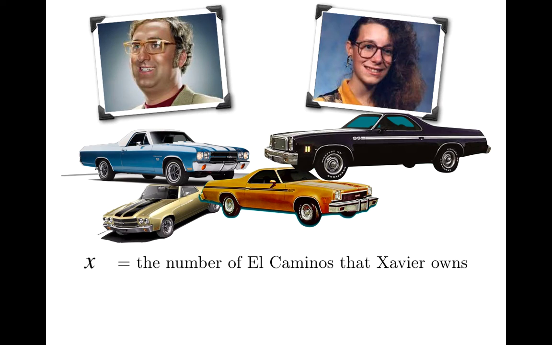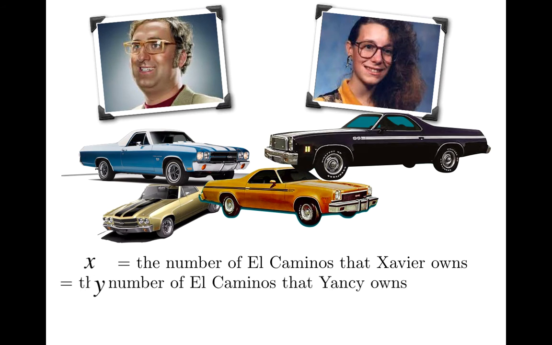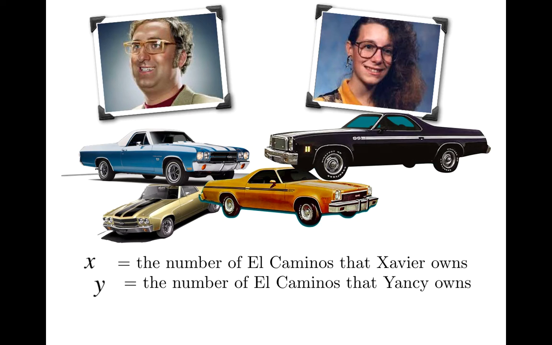And here's the deal with Xavier and Yancey and their El Caminos. If x is the number of El Caminos that Xavier owns, and y is the number of El Caminos that Yancey owns, together they own a total of 4 El Caminos. But I'll tell you this: Yancey owns 3 times as many El Caminos as Xavier does. Alright, so now, if I told you that together they own 4 and Yancey owns 3 times as many as Xavier, we now have a system of equations. There are 2 equations with 2 variables each, and we can use the 2 equations together to help figure out what x equals and what y equals.